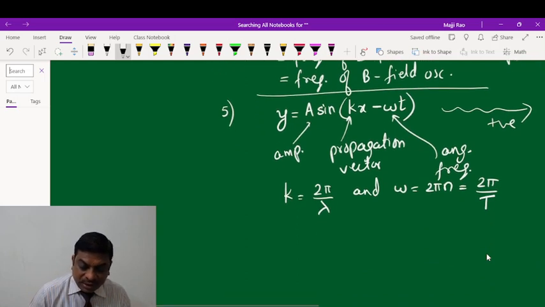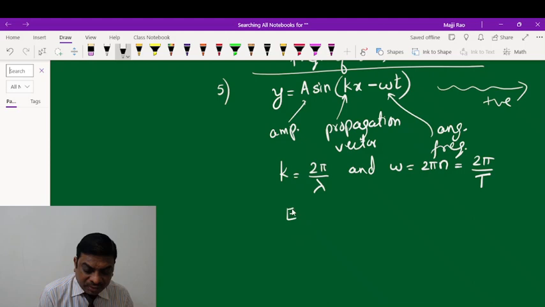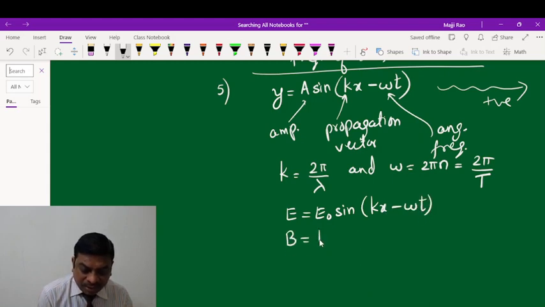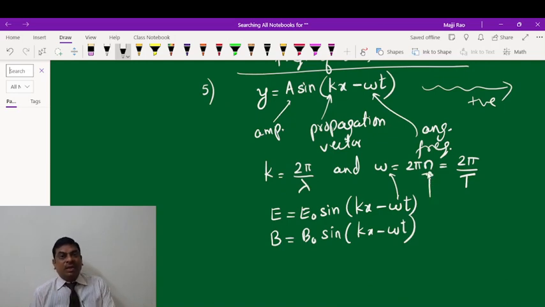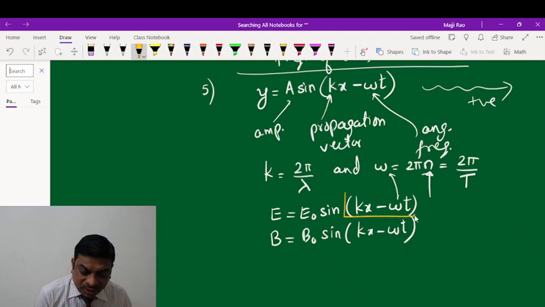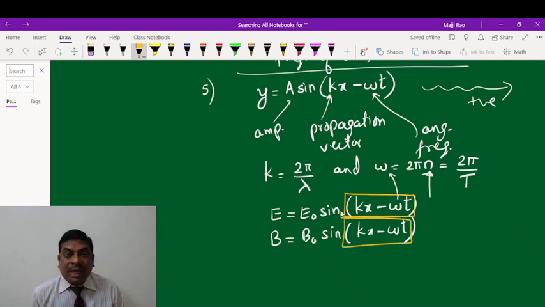So here in this case we can express the electric field in this way: electric field has its amplitude into sine of kx minus omega t. Similarly, the magnetic field can be expressed as its peak value into sine of kx minus omega t. So students, from omega you can obtain the frequency, and this is the frequency of the electromagnetic wave. You can notice that both have the same phase. The angle within the sine in these equations is the phase. So both have the same phase.